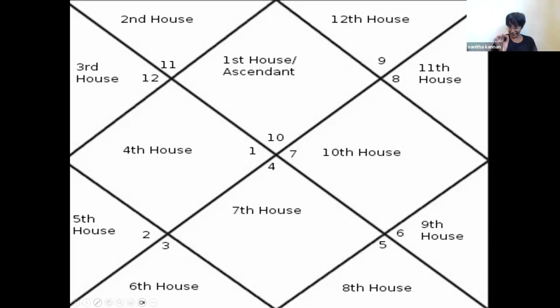Okay. Now remember this point only. 3 and 6, 10 and 11. It's a growing phase. It's an Upachaya. Remember that point only. Then definitely you will have a confusion in today's lesson itself. I will tell you why in the next slide itself.